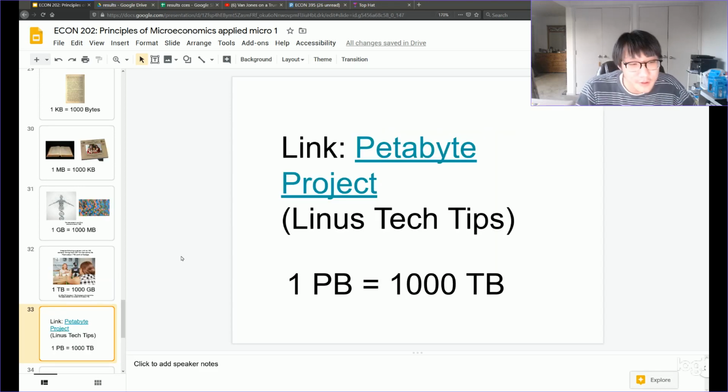Okay, so let's keep going. A petabyte is 1,000 terabytes. Let me show you a picture of what a petabyte looks like.